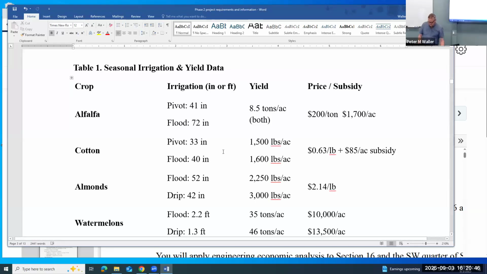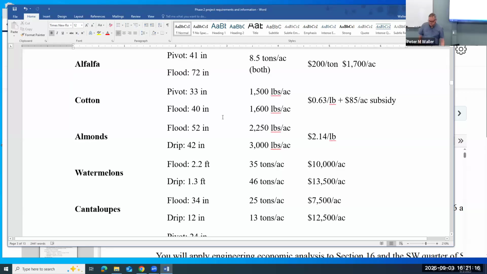And then cotton, the pivot and the flood aren't too much different for cotton. And this is how much you get. And so you multiply that times 63 cents a pound. And then the federal government pays you to grow cotton. There's all sorts of different subsidies, but maybe we'll just assume it's this $85 an acre subsidy. Then here's almonds.